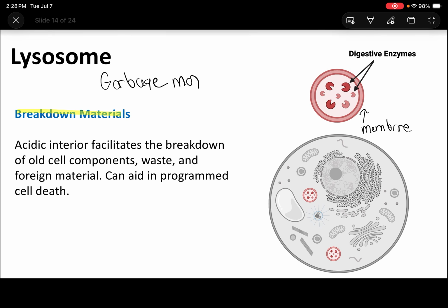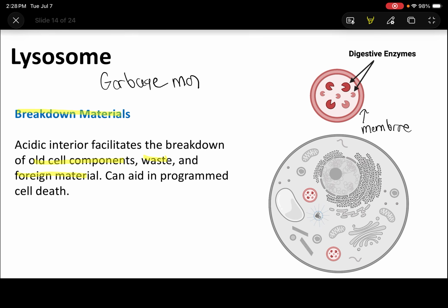Remember, enzymes are proteins that do chemical reactions. So if you think about these enzymes doing chemical reactions, they're digestive, they're going to be breaking apart molecules. So this compartment will help break down old cell components, right? If I have a ribosome that just isn't working anymore, it might get absorbed in the lysosome and broken down, and then parts of it can be recycled for other things in the cell to use. It also helps get rid of waste, and if you have a bacterial infection or a viral infection, it helps get rid of that foreign material.